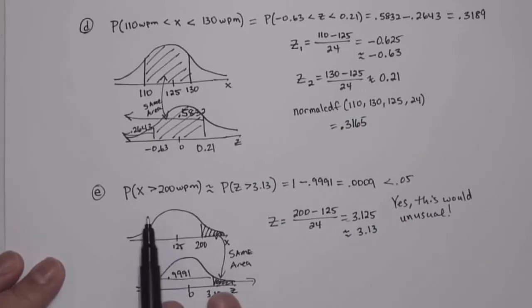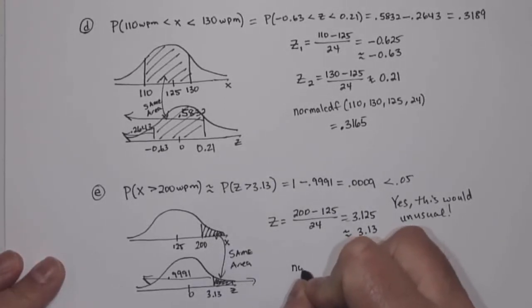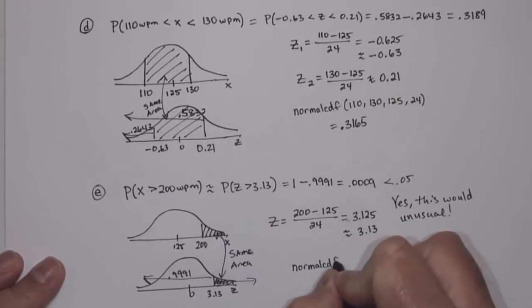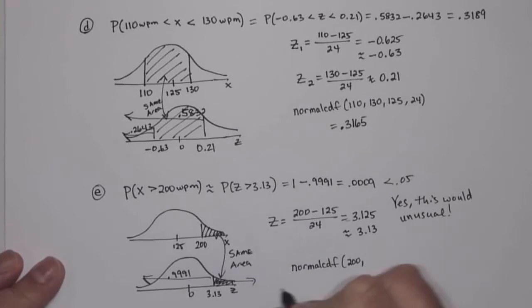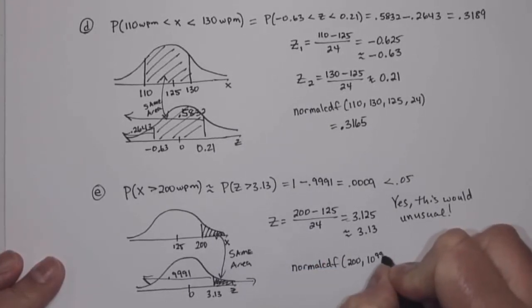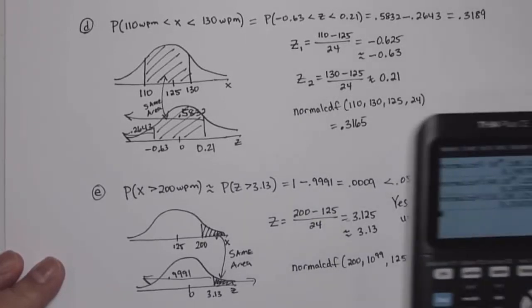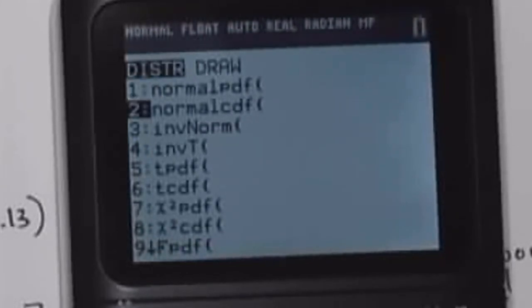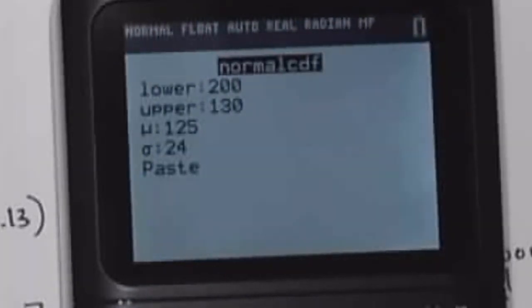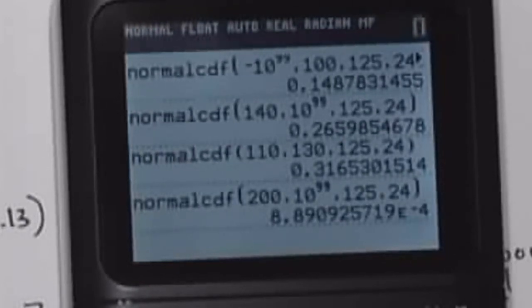Okay? Last but not least, for part E, we wanted to find the area to the right of 200. So we can do that with normal CDF. We have a left bound of 200. We don't have a right bound, so we use a big positive number, a mean of 125 and a standard deviation of 24. So again, going to normal CDF, we have a left bound of 200, a right bound of a big positive number, mean of 125, standard deviation of 24, and so that gives us, now notice this is scientific notation.